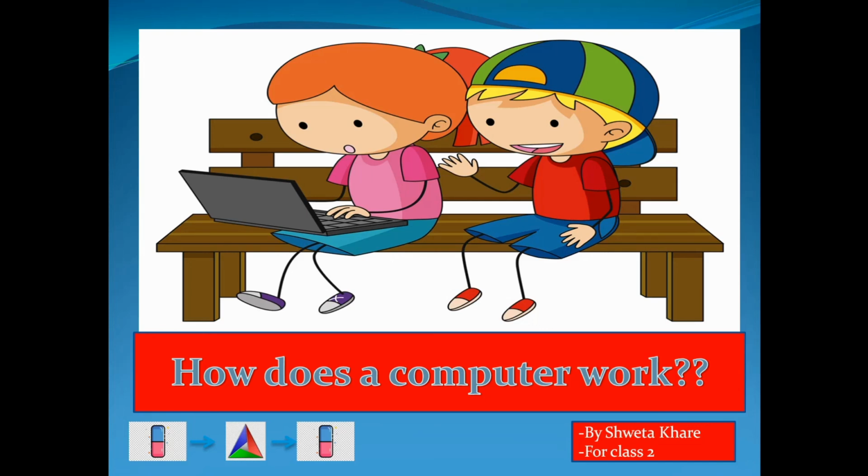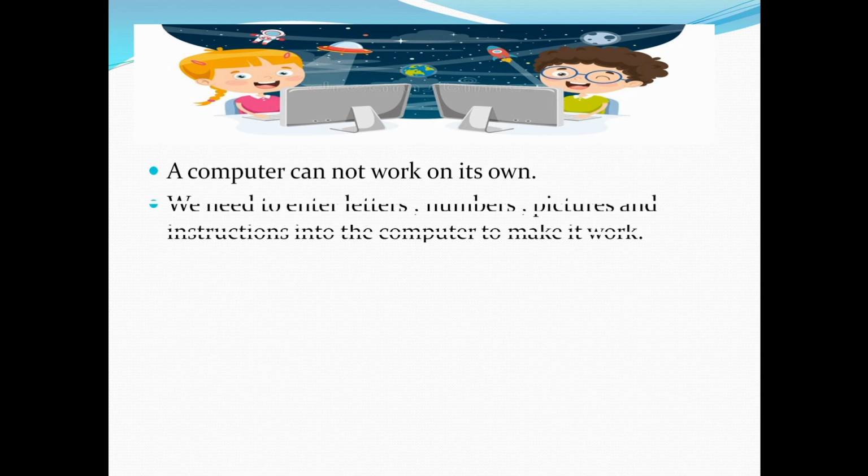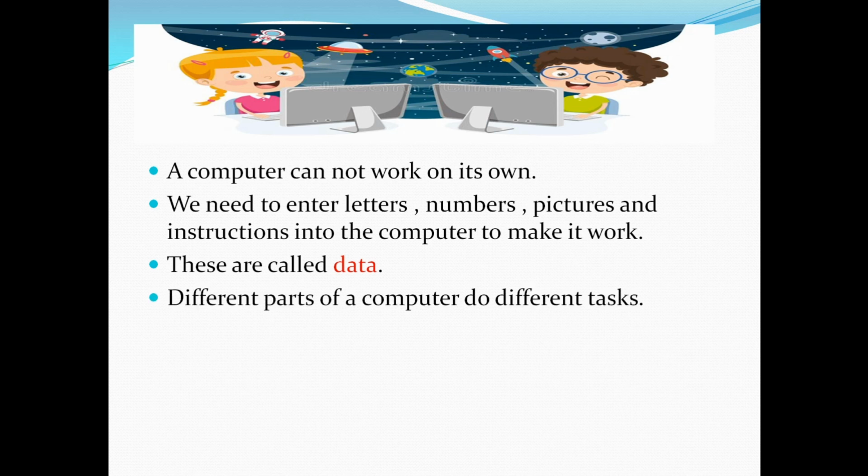Hello children, today we will discuss the chapter How does a computer work? Before starting this chapter, we should know that a computer cannot work on its own. We need to enter letters, numbers, pictures and instructions into the computer to make it work. These are called data. That means letters, numbers, pictures and instructions are called data. Different parts of a computer do different tasks.